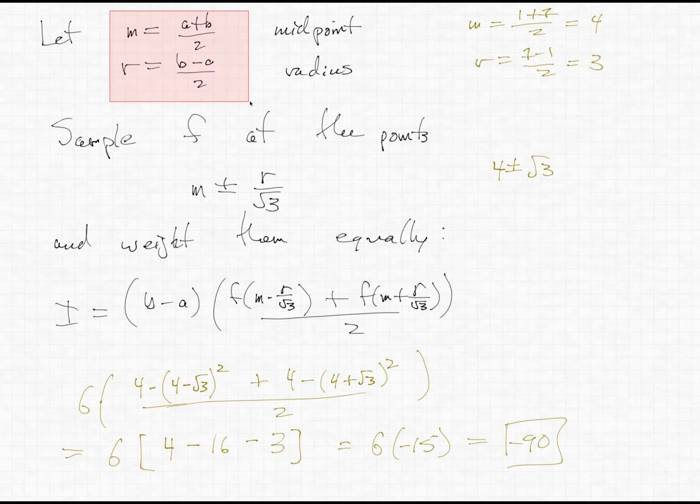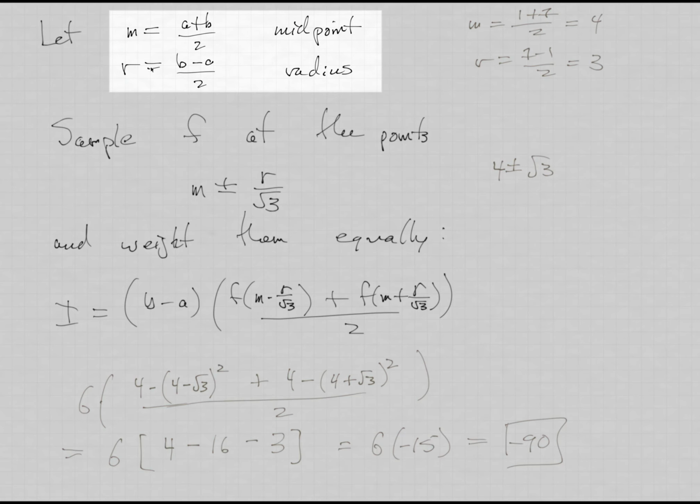I'm going to use the letter m to represent the midpoint of the interval, so a plus b over 2, and I'm going to use the variable r to represent the radius of the interval. It's the distance from the midpoint to each of the endpoints, in other words, half of the length of the interval. In the particular case of the example we were just doing, the midpoint was 4 and the radius was 3.